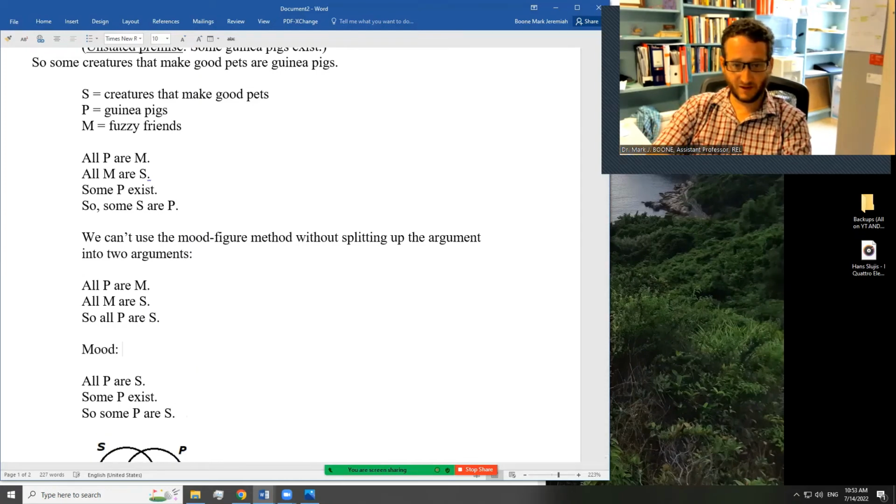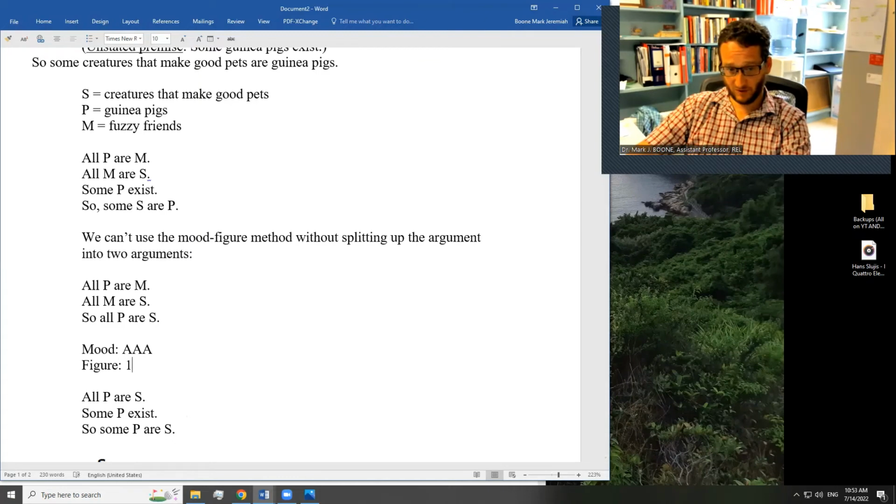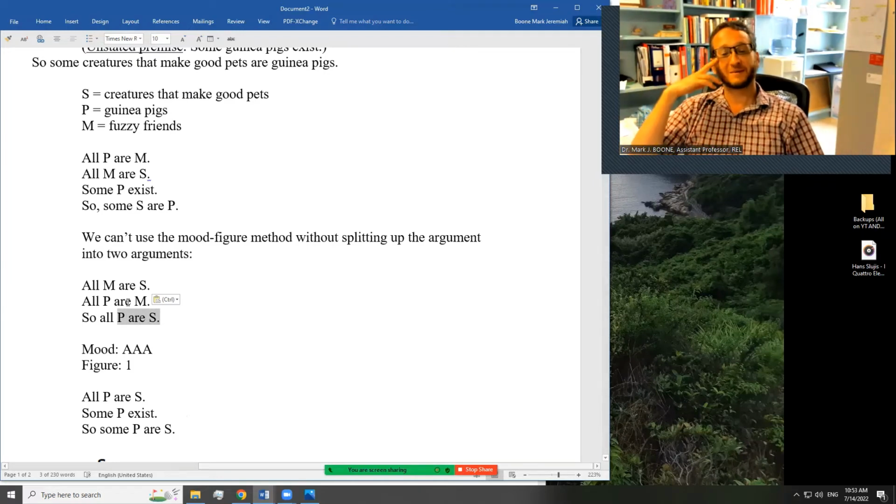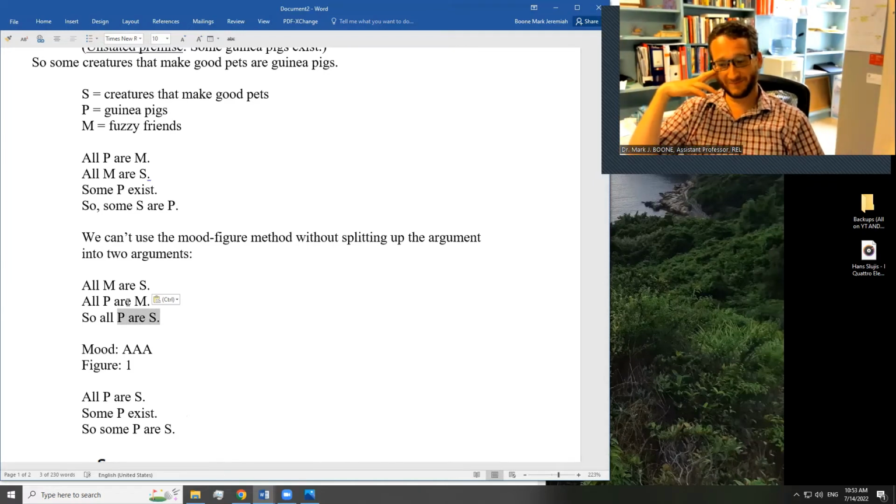And it's going to be AAA 1. Beware, it doesn't look like standard form anymore. No, wait a minute, AAA. It doesn't look like standard form because we switched around the ordering of the premises. P and S. This gets terribly confusing. P and S would be mislabeled. If you're not following this, it's fine. Just don't do a mood figure method on this stuff yet.